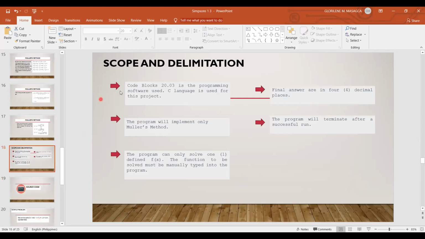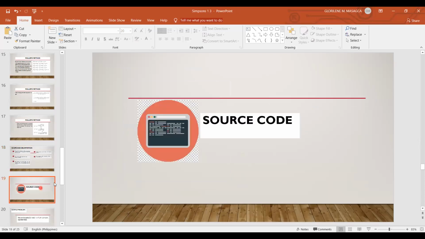So scope and delimitation. Code blocks and C language is also used for the project. The program will implement only Muller's method. The program can only solve one defined function. The function to be solved must be manually typed into the program. Final answers are in 4 decimal places. The program will terminate after a successful run. So here, source code.